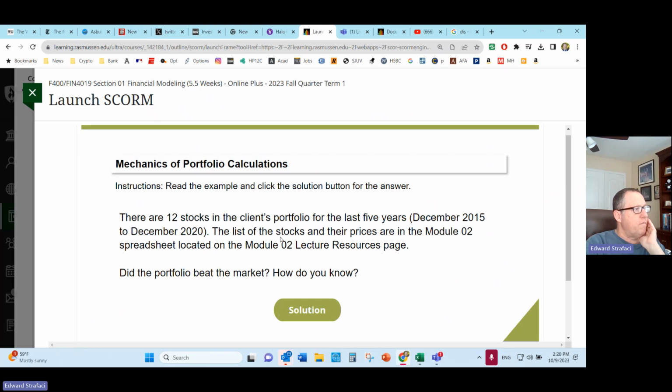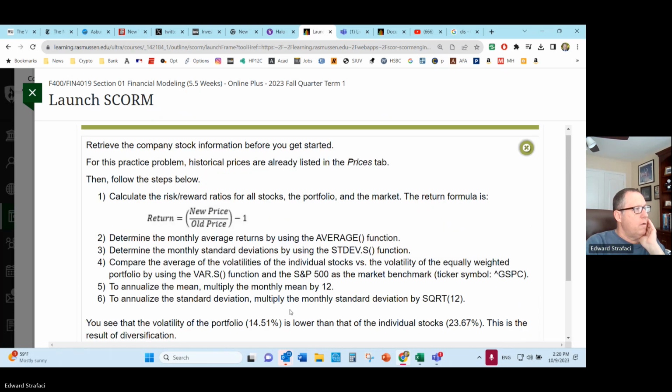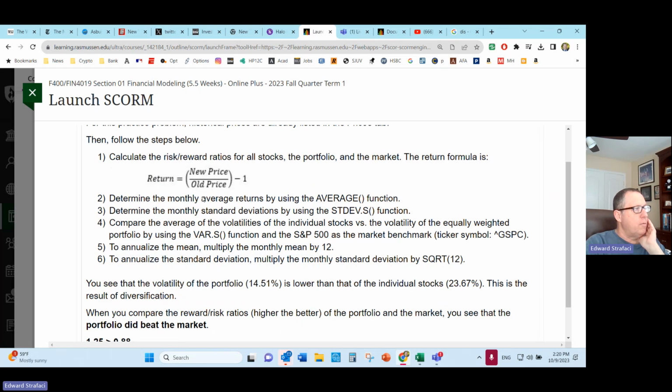So 12 stocks in a portfolio. How do you do it? You calculate the risk-reward ratios for all stocks, the portfolio, and the market. The return formula is the new price over the old price, which will give you a percentage, but then you have to subtract 1, and that gives you a return. Then you determine the monthly average returns by using the average function, and then you determine the monthly standard deviations by using the STDEV.S function.